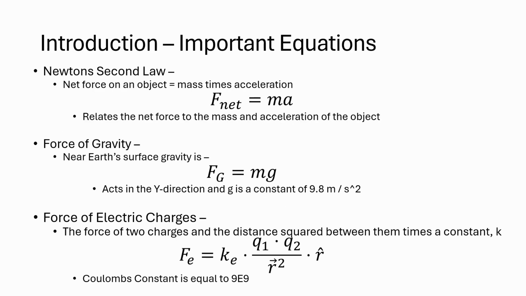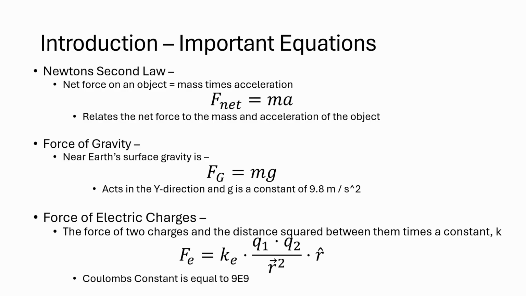Introduction and important equations: Newton's second law. The net force on an object equals its mass times acceleration, and this relates the net force of the object to the mass and the acceleration of the object. The force of gravity near Earth's surface is Fg equals mg, which acts in the y direction, and g is the constant of 9.8 meters per second squared.